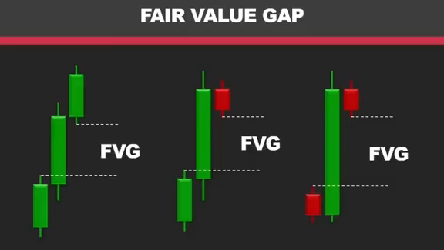These gaps are created when we have an imbalance between the buyers and sellers, resulting in sharp moves. The market often returns to these gaps to take the remaining orders and restore the balance. Then if we have enough liquidity, the market will seek to continue in the same dominant direction.